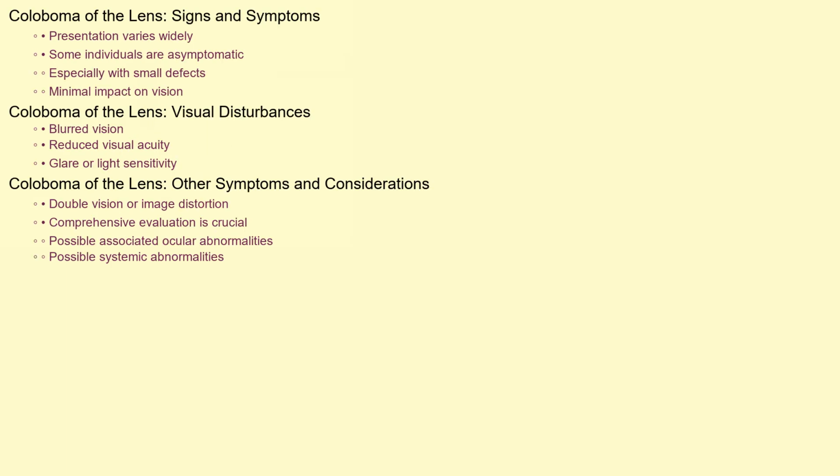The signs and symptoms of coloboma of the lens can vary widely depending on the size and location of the defect. Some individuals may be asymptomatic, especially if the coloboma is small and doesn't significantly affect vision. However, common symptoms include blurred vision, reduced visual acuity, glare, or sensitivity to light. Patients may also experience double vision or distortion of images. In some cases, individuals with lens coloboma might also have other associated ocular or systemic abnormalities, so a comprehensive evaluation is crucial.